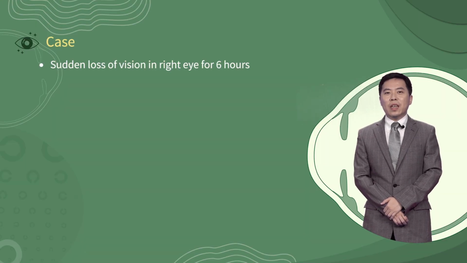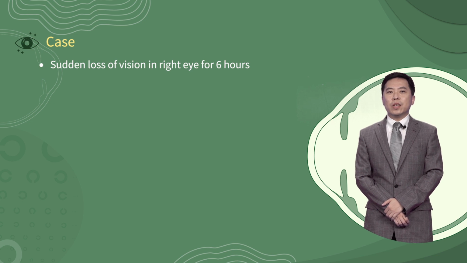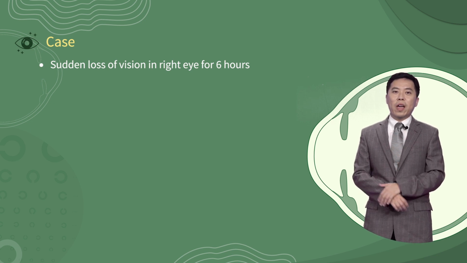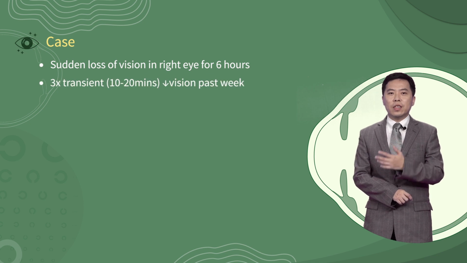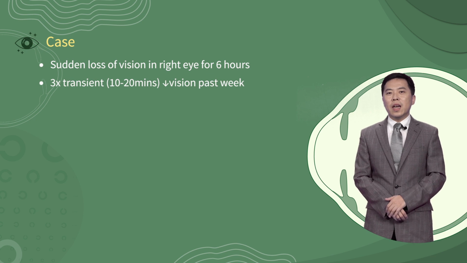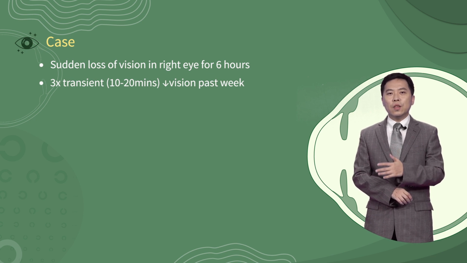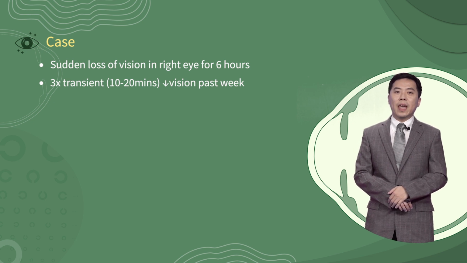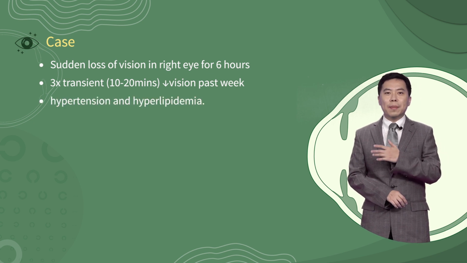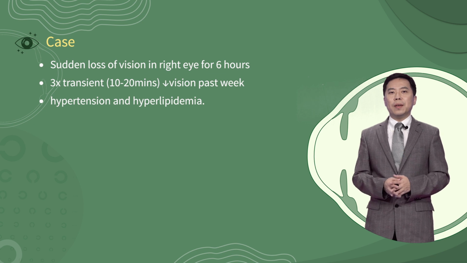An 82-year-old gentleman presents with a sudden loss of vision in his right eye 6 hours before. He had a history of transient vision reduction 3 times in the past weeks. The symptom lasted 10 to 20 minutes and resolved spontaneously. He had a history of hypertension and hyperlipidemia.